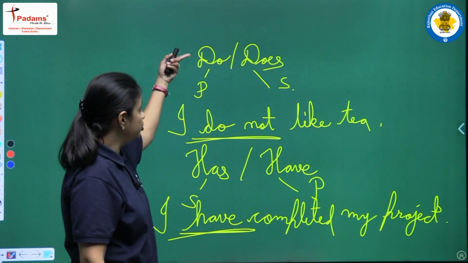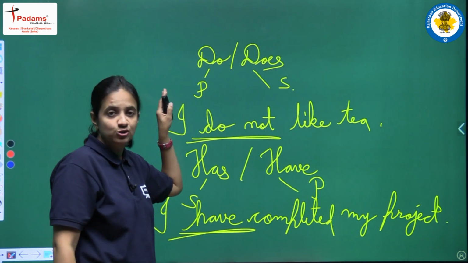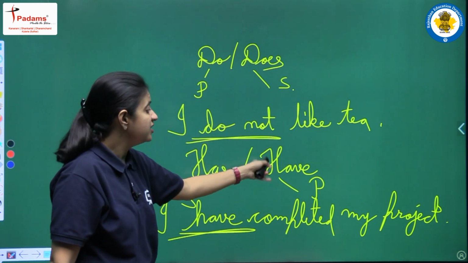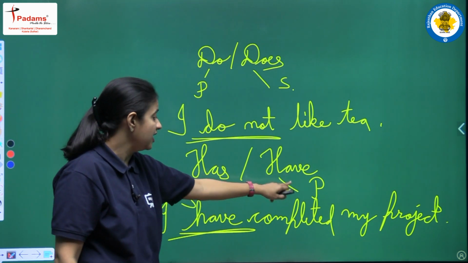So here also do, the helping verb, is basically used for plural subject. So we were using do with I. Have is used for plural. So we were using have with I.